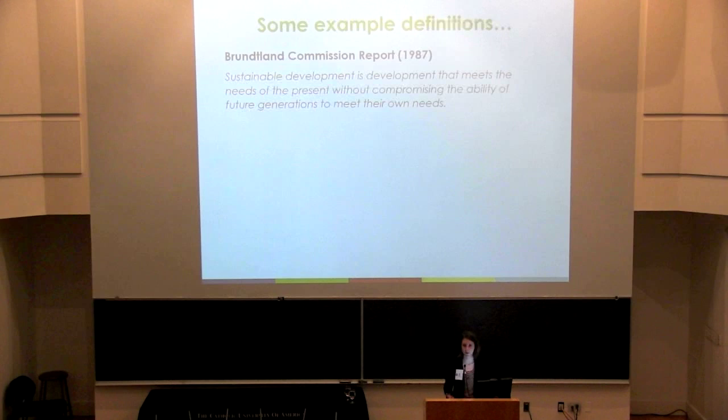If we look at how material scientists think about sustainability in terms of a definition, this is one that's standardly reported throughout the sustainability community, the Brundtland Commission report, which essentially says that we need to meet the needs of the present without compromising the ability of future generations to meet their own needs.